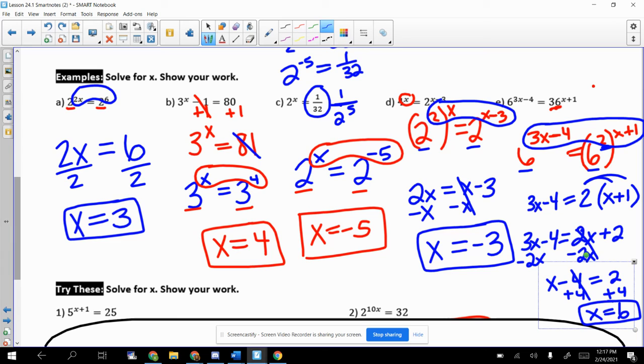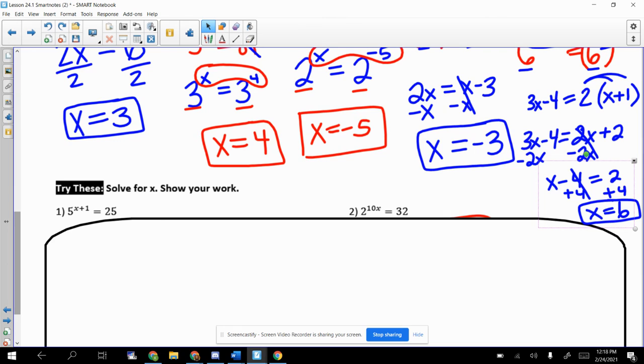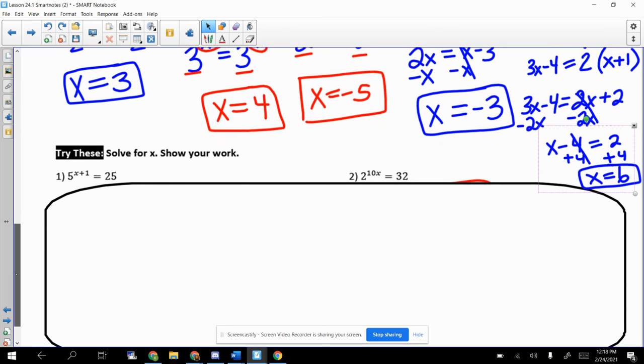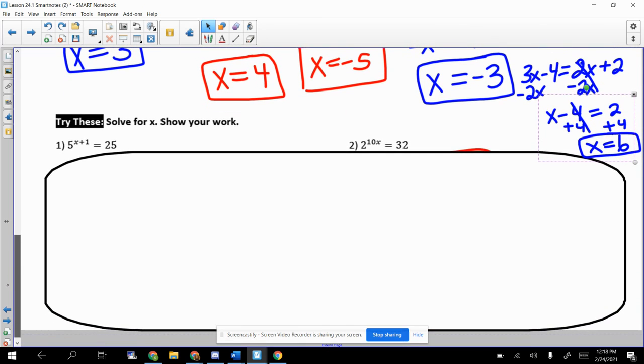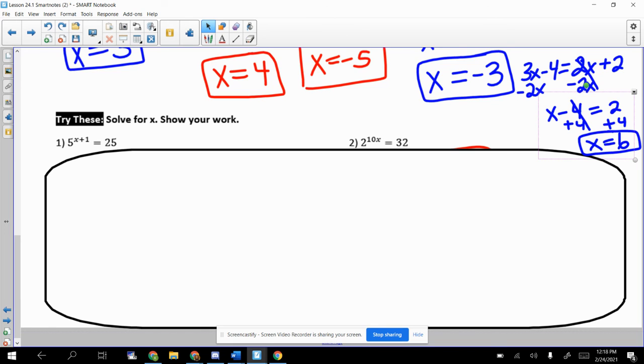Okay, so those are all just a little bit different types there. The first one, we had the same base. The second one, we had to isolate and then get the same base. The third one, we had a fraction, so we had a negative exponent. The fourth one, part D, you had to multiply your exponents, and then same thing with the last one, you had to multiply and actually distribute your exponents. Okay, so all just a little bit different. So now what I would like you guys to do is go ahead and try these next two. So you have 5 to the x plus 1 equals 25, and 2 to the 10x equals 32. So pause the video here and try that.